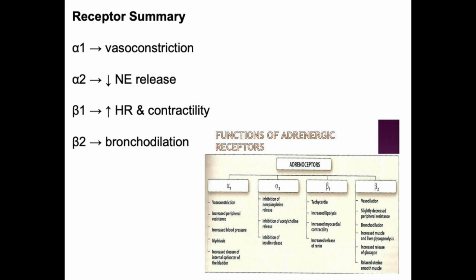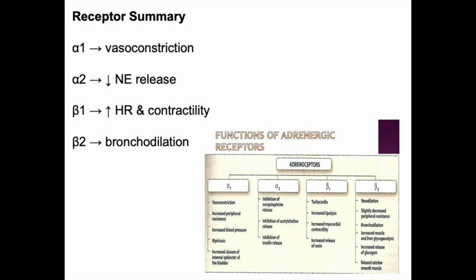Okay, so when you take a prescription drug, chances are they're going to be acting on one of these four receptors. There are also muscarinic receptors, but these are the highest yield receptors that they're going to want you to know. So alpha-1 receptors cause vasoconstriction, and this will increase systemic vascular resistance. Alpha-2 receptors are presynaptic, and they inhibit norepinephrine release. They act as a brake.